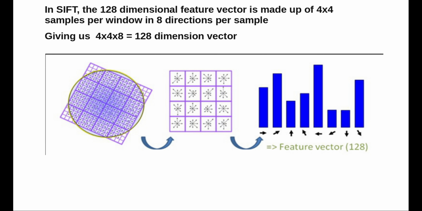So again, basically in SIFT, the 128 dimensional feature vector is made up of 4 by 4 samples per window in 8 directions per sample, giving us 4 into 4 into 8, that is 128 dimension vector. And that's how we get this number of 128 in SIFT.